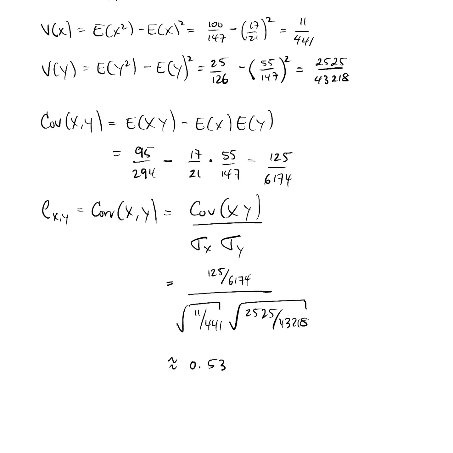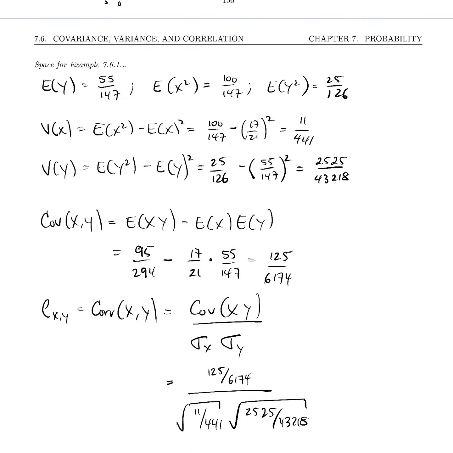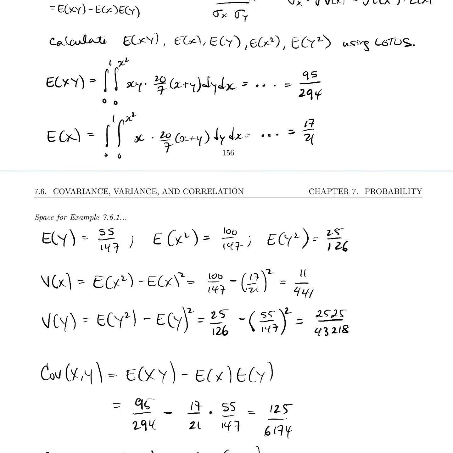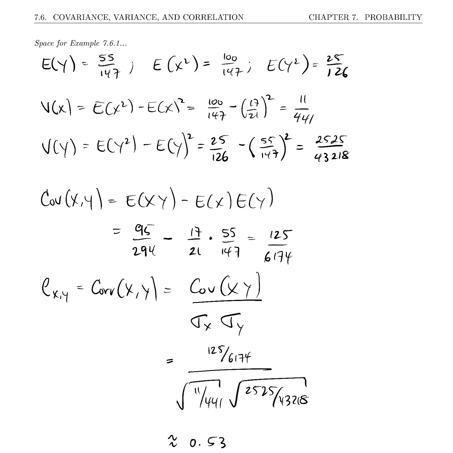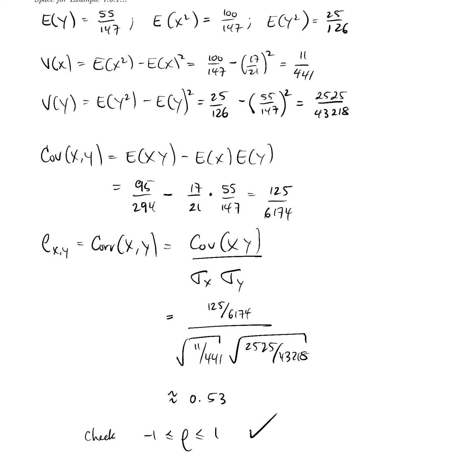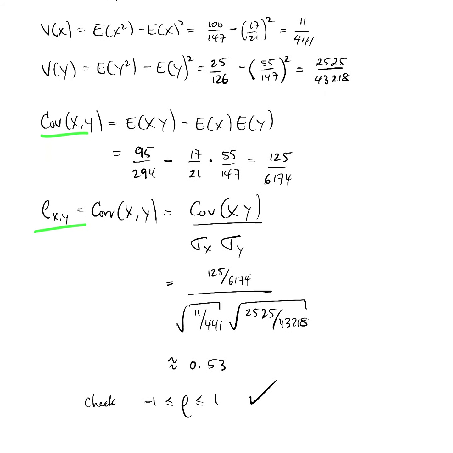And I calculate that decimal just to check. Remember, we had this property that minus 1 was supposed to be less than or equal to rho and less than or equal to 1, and indeed it is. So calculating these things amounts to calculating all of the expected value pieces using LOTUS, which can be rather lengthy. I saved us quite a bit of time by writing down the answers here and then piecing together the appropriate pieces into the appropriate formulas and coming out with the covariance and the correlation as requested.